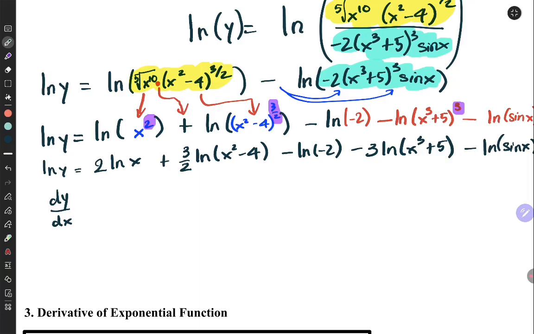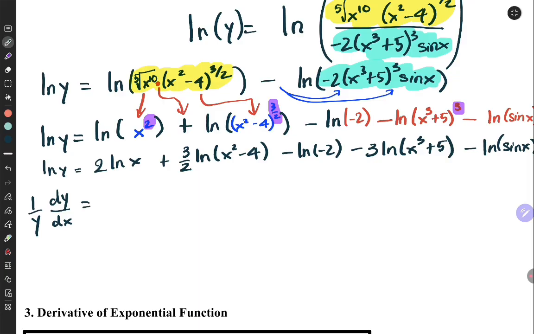Okay. ln of x, not y. 1 over x. ln of y, 1 over y. 1 over y, dy over dx. When you have this, let's say you're able to take the derivative of this right-hand side. Final step would be multiply by y. Done. Okay, so let's see how you take the derivative of this.